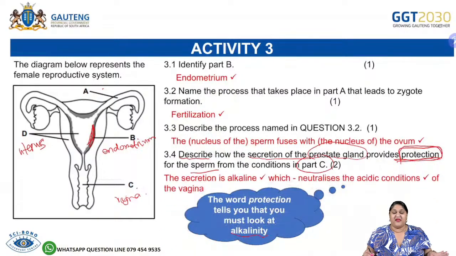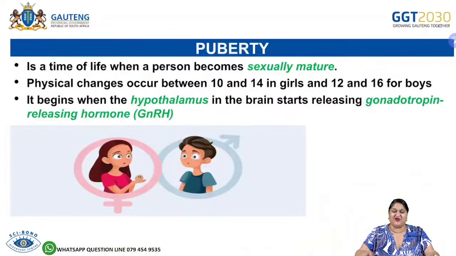So the secretion is alkaline, which neutralizes the acidic conditions of the vagina. Remember I told you, it is not only the prostate gland, it's all of the accessory glands together. They are ultimately responsible for the nourishment and secreting a fluid that's alkaline, and then we talk about the mucus. Okay, let's take a quick 5-minute break.